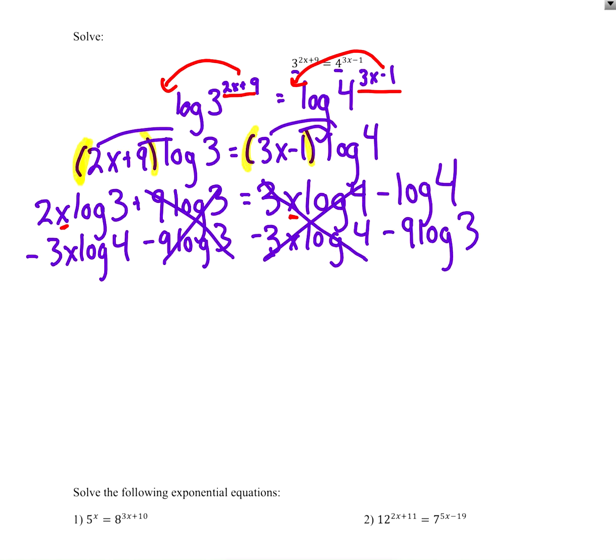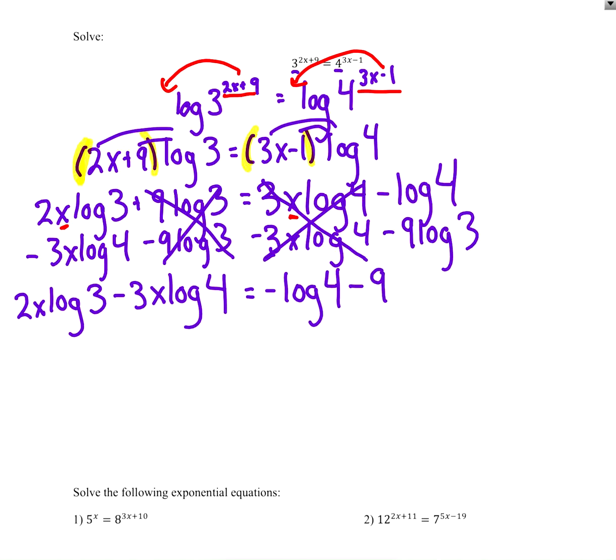Now if you look, we have all our x's on the left side, all of our constants on the right. You cannot combine these because they are unlike terms. They do not have the same base. So that would be 2x log 3 minus 3x log 4. We cannot combine those. Equals what's left on the right, negative log 4 minus 9 log 3. So we accomplished our goal of getting all the x's on one side.